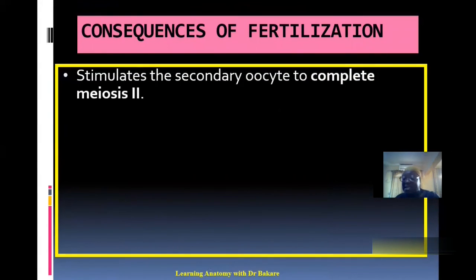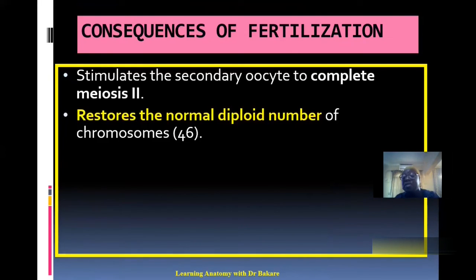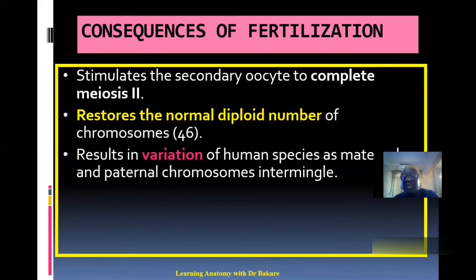So going through the consequences, generally, the consequences of fertilization would be that it will stimulate the secondary oocyte to complete its second meiotic division. And we know that this is initiated after the contact of the sperm cell with the plasma membrane of the egg. This is able to stimulate this occurrence. And the restoration of the haploid number of chromosomes into the normal diploid number of chromosomes. We know that the male and the female pronuclei each have 23 chromosomes, which will come together to form the normal chromosome number. So this is one of the consequences of fertilization.